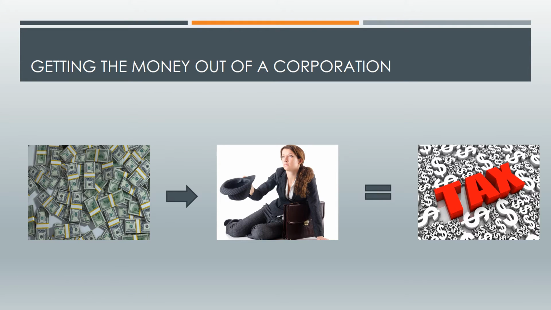Shareholders of closely held corporations often have the problem of deciding how to get the profits out of a corporation without paying taxes on the distribution. This is because generally, transfers of cash or property from a corporation to its shareholders are treated as dividends and are taxable to the shareholders as income.